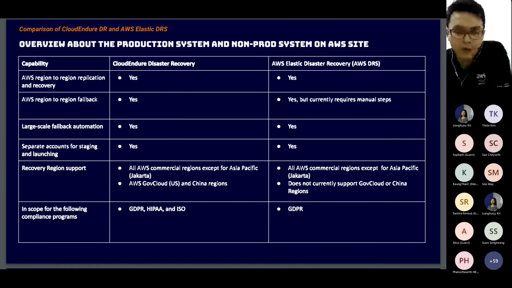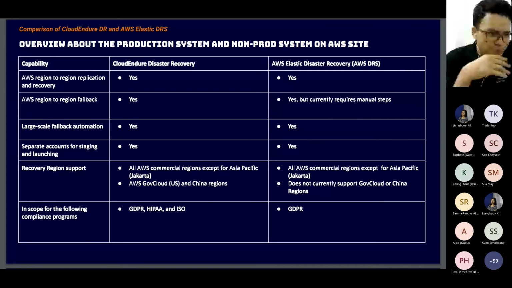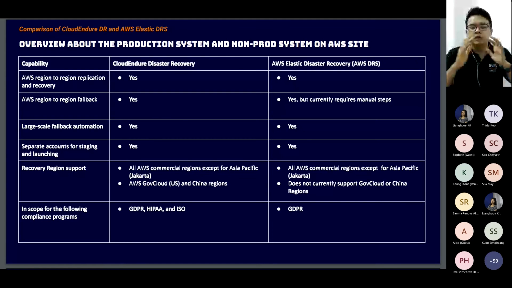Okay, for recovery region support, it means can we use a lot of regions for recovery. Yes, CloudEndure can support a lot of regions for recovery, except for Jakarta, because Jakarta is a new region on AWS. So currently it is not supported, but maybe in the future. And CloudEndure can support AWS GovCloud and the China region too.